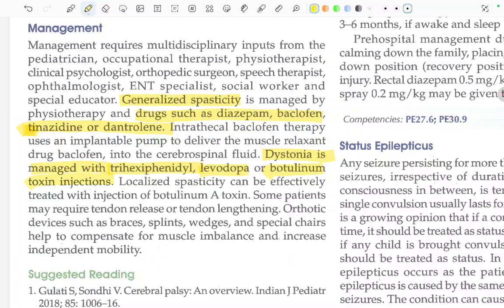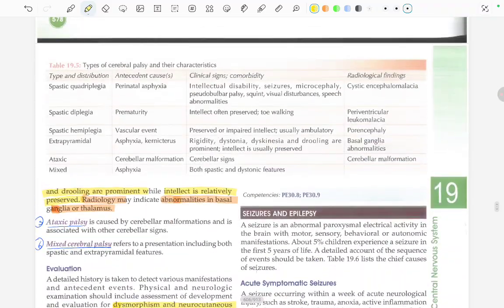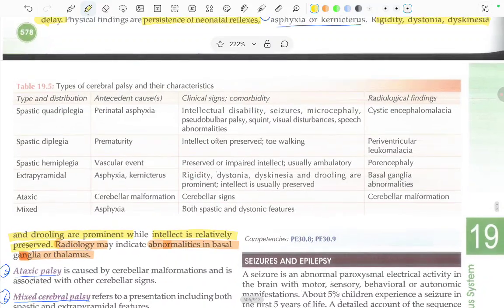Some patients may require tendon release or tendon lengthening. Orthotic devices such as braces, splints, wedges, and special shoes help to compensate for the muscle imbalance and increase independent mobility. Fine. So this was all about CP, and before ending this video, let's read about the types of cerebral palsy and their characteristics.